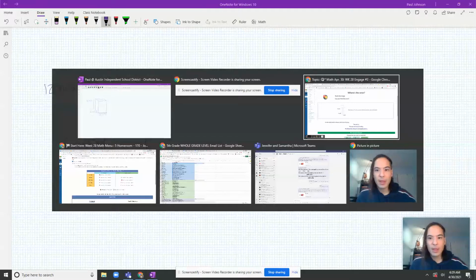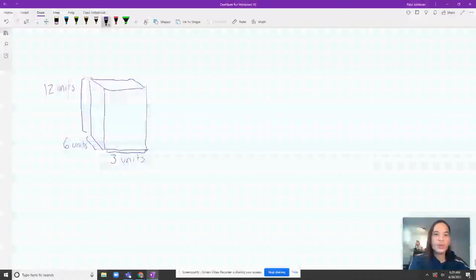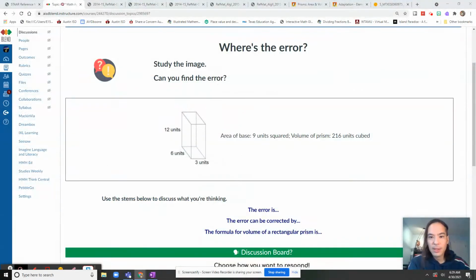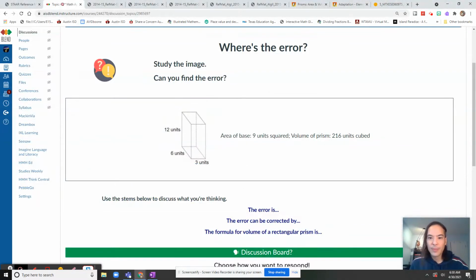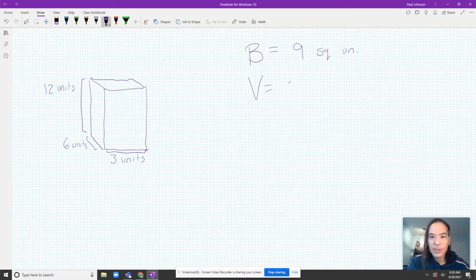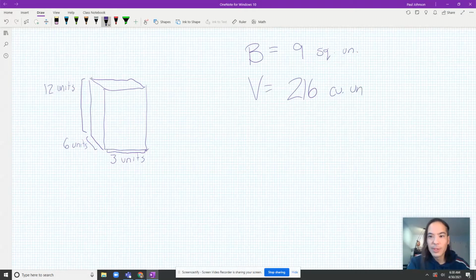Then it said over here, the area of the base is 9 units squared, and the volume of the prism is 216 units. So they said our base was 9 square units, or 9 units squared. You can say it either way. And they said the volume of the prism is 216 units cubed, or 216 cubic units.